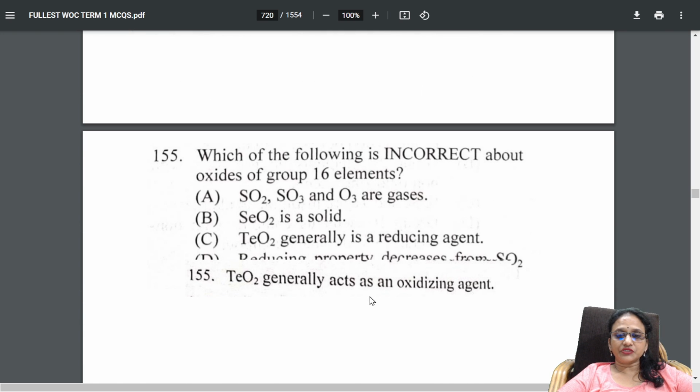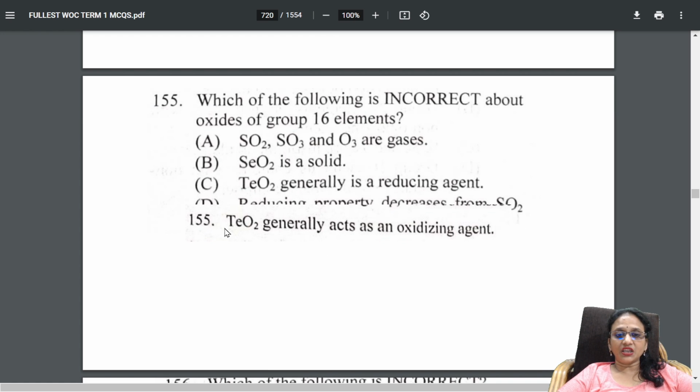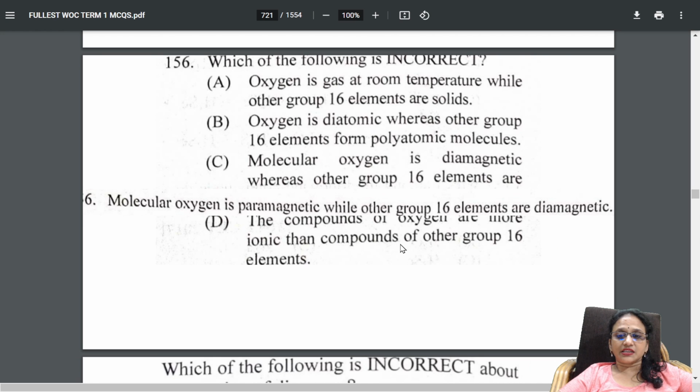Which of the following is incorrect? I said no incorrect statements. So TeO2 acts as an oxidizing agent. So basically, which is the incorrect statement they have given. So normally option D is the answer because, sorry, option C is the answer because here they said TeO2 is a reducing agent, but that is wrong. It acts as an oxidizing agent. Next compound, which of the following is incorrect? So this is the incorrect statement. This is a correct statement which is given as an answer.